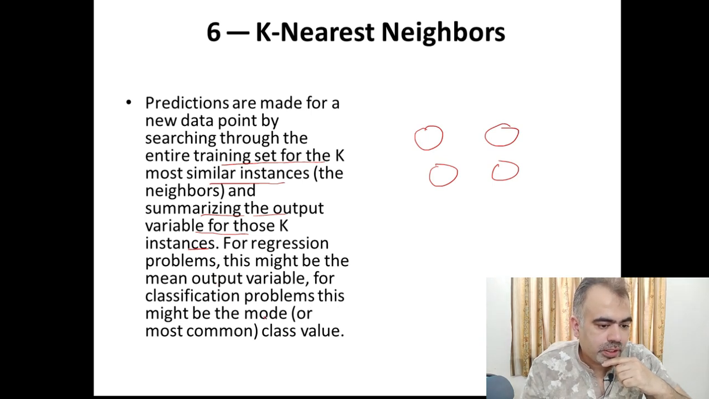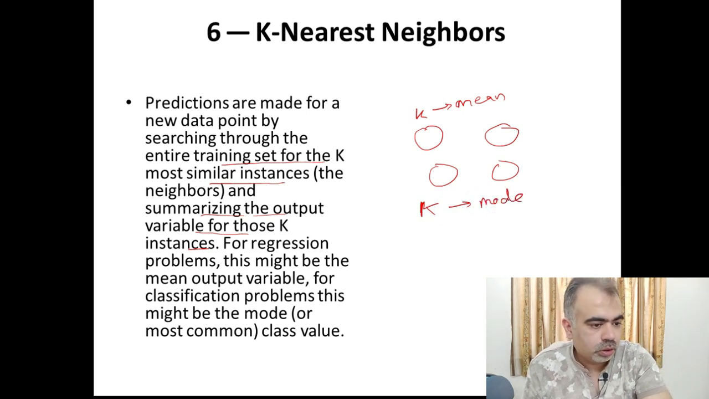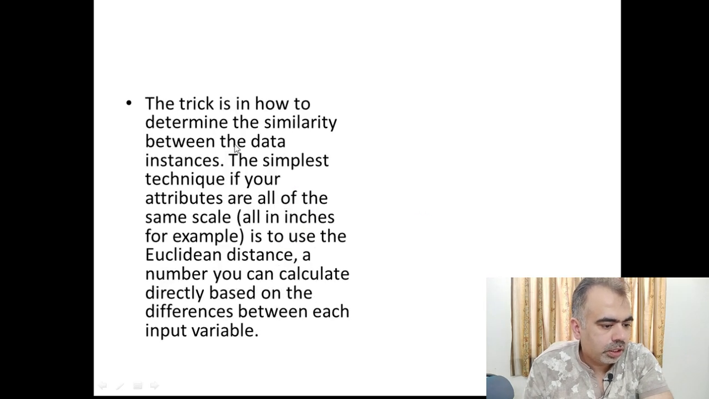So for k nearest, we choose the mean of the objects, or if there is a classification problem, then we choose the mode. Mode is the highest frequency that gets repeated again and again. So this is how the k nearest neighbor algorithm is used. The trick is in how to determine the similarity between the data instances. The simplest technique, if all attributes are of the same scale, all in inches for example, is to use the Euclidean distance, a number you can calculate directly based on differences between each input variable.